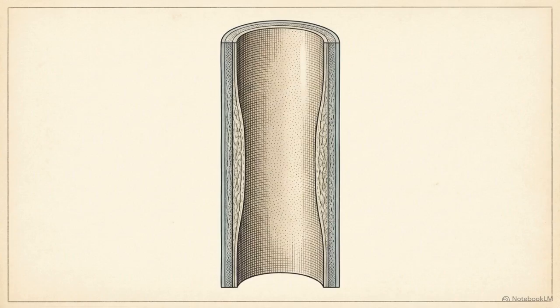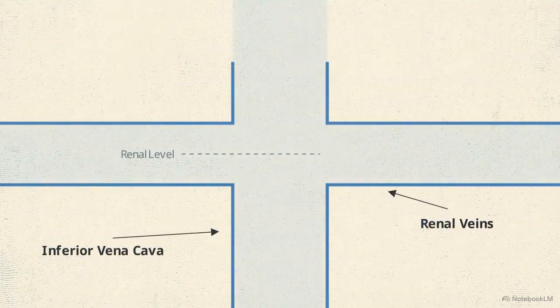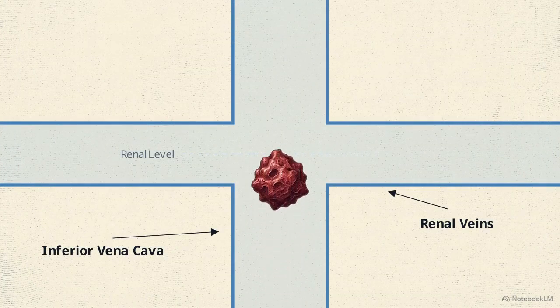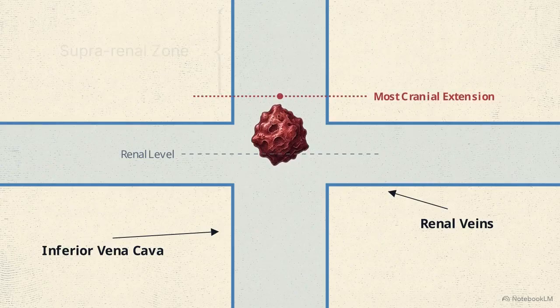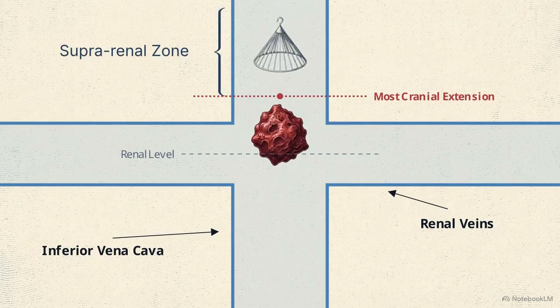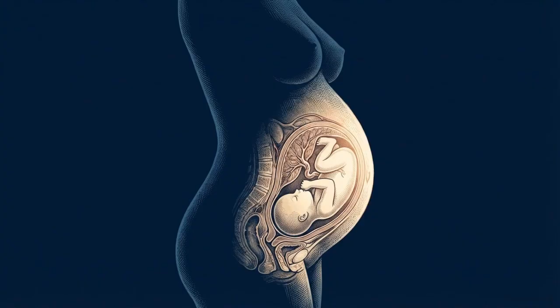The infrarenal default assumes standard anatomy and localized clotting. If an existing clot in the IVC already extends beyond the renal veins, the operator must position the filter above the clot's most cranial extension. Pregnancy triggers a mandatory exception.